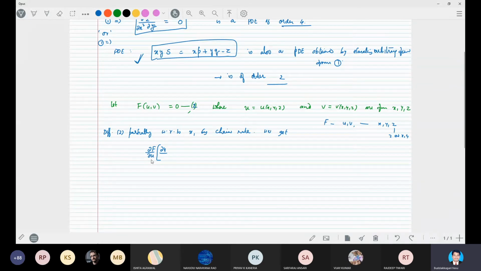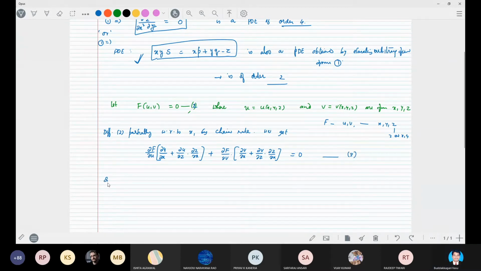Now differentiating the two equations with respect to x, right? Dou f by dou u into, u is a function of x, y, z. So therefore dou u by dou x plus dou u by dou z into dou z by dou x, plus dou f by dou v into dou v by dou x, right? Plus v is also a function of z, dou v by dou z into dou z by dou x is equal to 0, right?